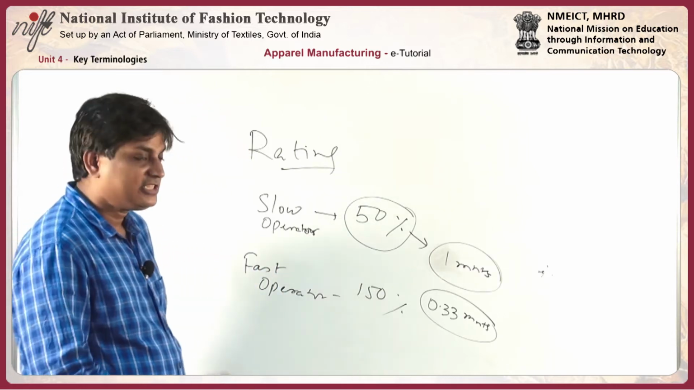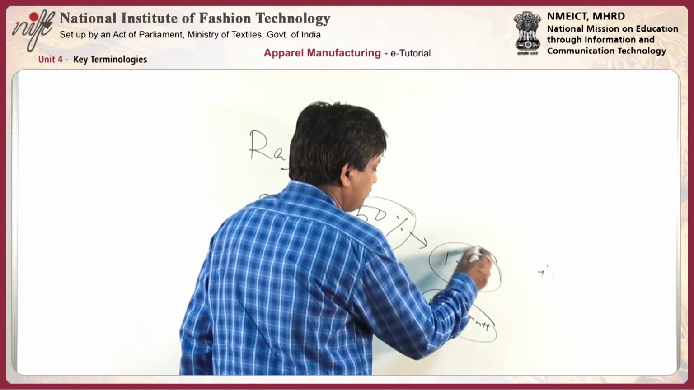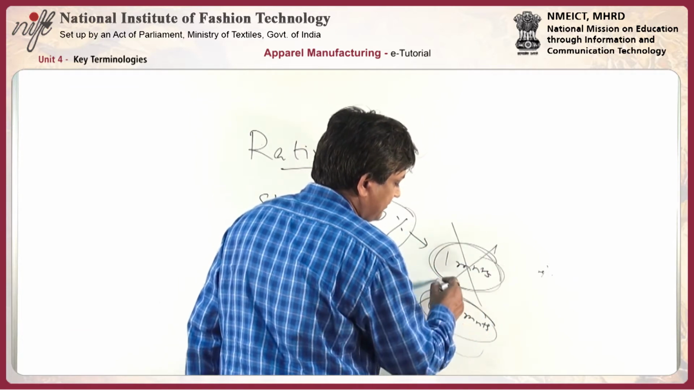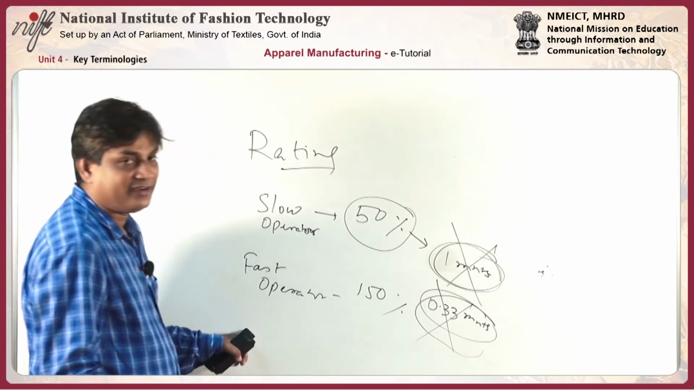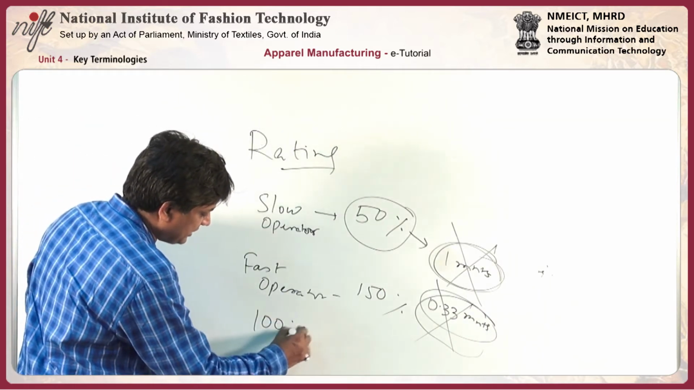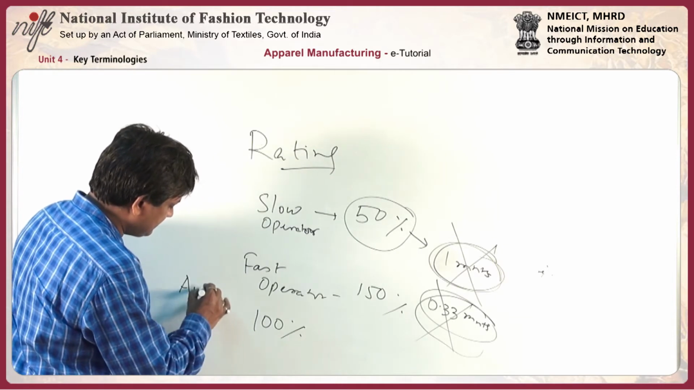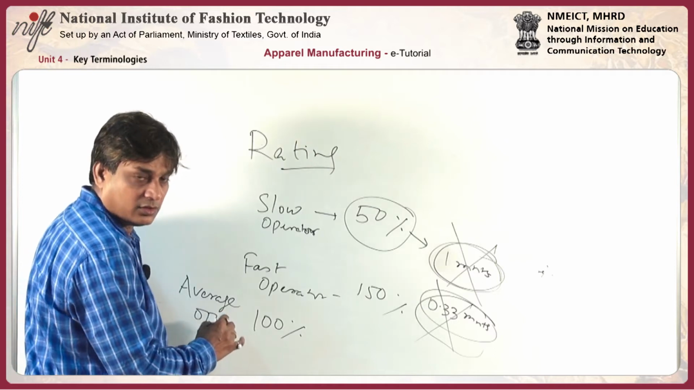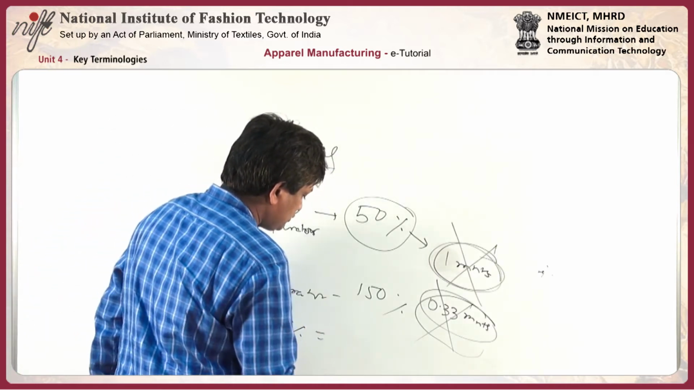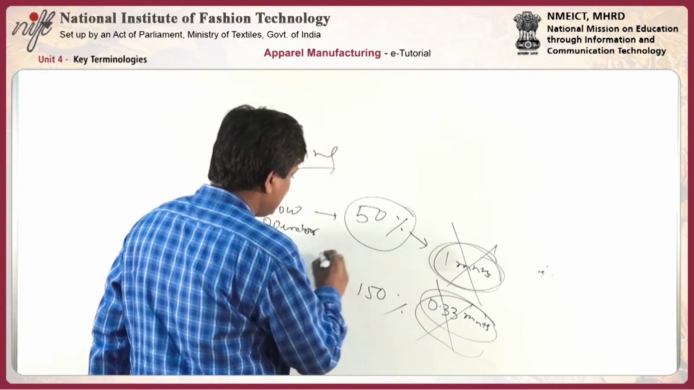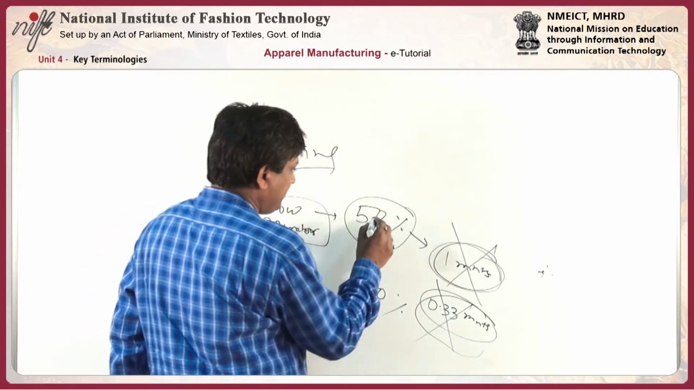So which time should I take as a standard? We will not take either of these times, because standard time has to be taken considering the operator who is the normal operator, the average operator or normal operator. So suppose I multiply here. How to take it? We will multiply here.